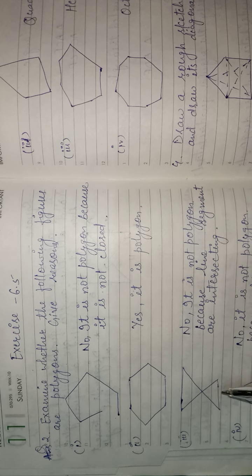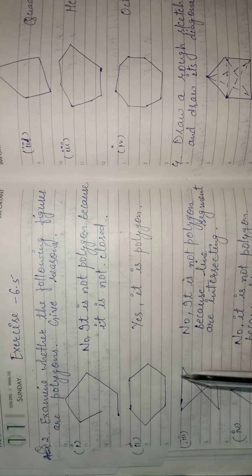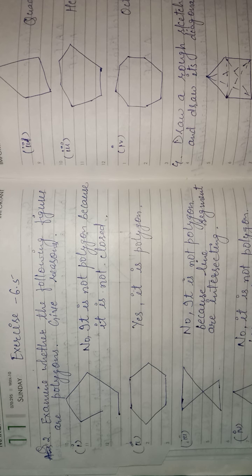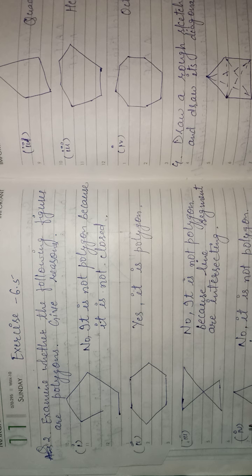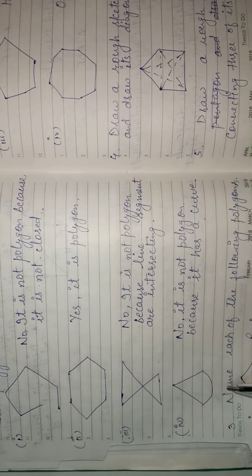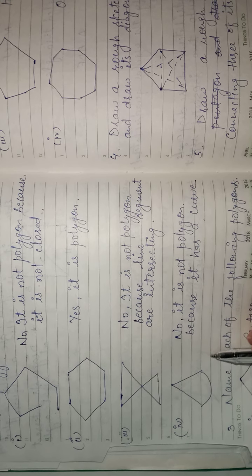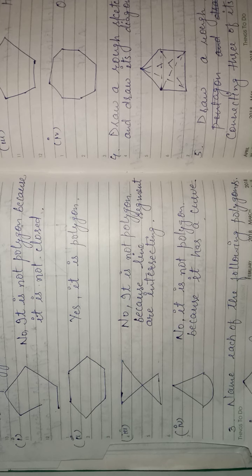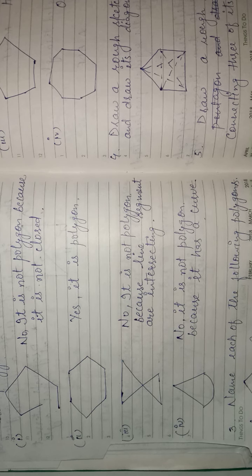Next, this one is also not a polygon because here the line segments are intersecting each other. So when line segments intersect each other, the figure is not a polygon. The fourth is also not a polygon because this figure has a curved line, and in a polygon only line segments can be. So this one is not a polygon.